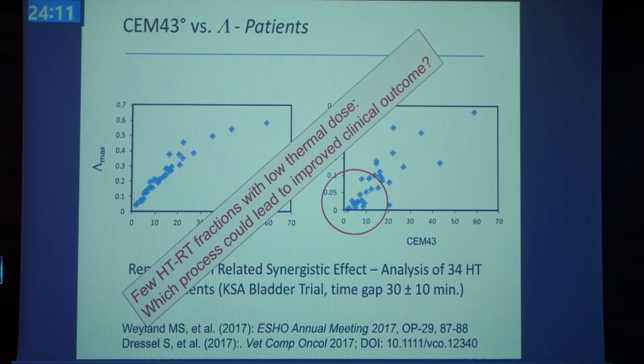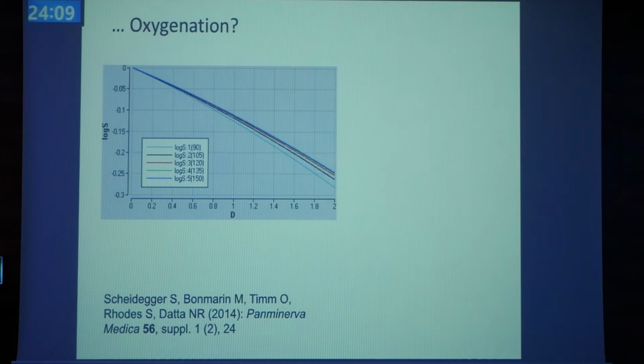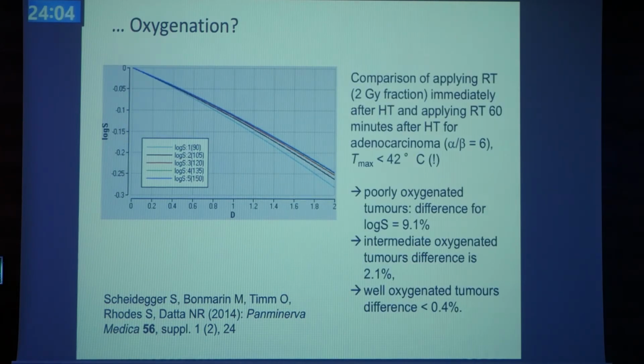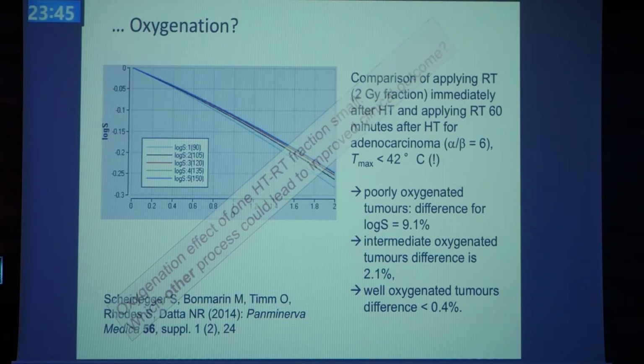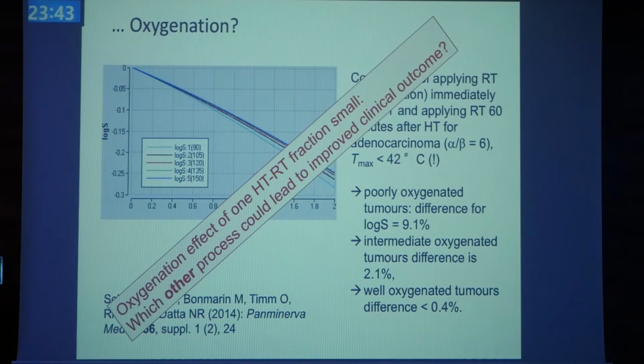Synergistic effect? What? Oxygenation, maybe? We investigated that by a physiological model, and we found that the effect of the oxygenation mostly is small for one fraction. And when you apply 3 or 5 fractions with hyperthermia and you have 32 fractions of radiotherapy, okay, maybe not the main contribution. But if that is not the main contribution, which other process could it be?